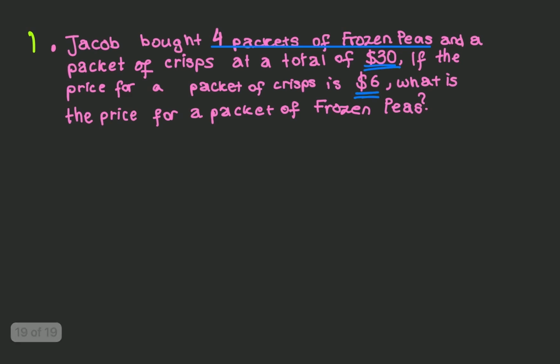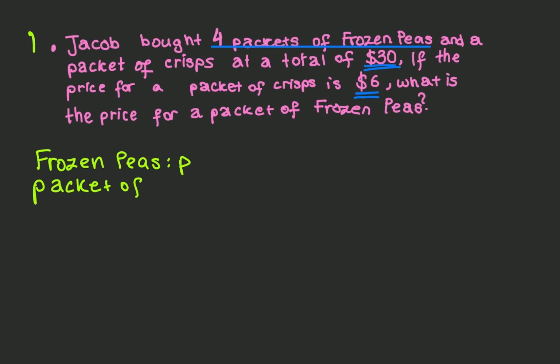So the question says, Jacob bought 4 packets of frozen peas. At this very instant, I could say that our variable for frozen peas could be P, because they've mentioned one context and that is frozen peas. And the packet of crisps is also a referred variable, and I could refer to this as C. So now we have two variables, P and C. Now it's at a total cost of $30.